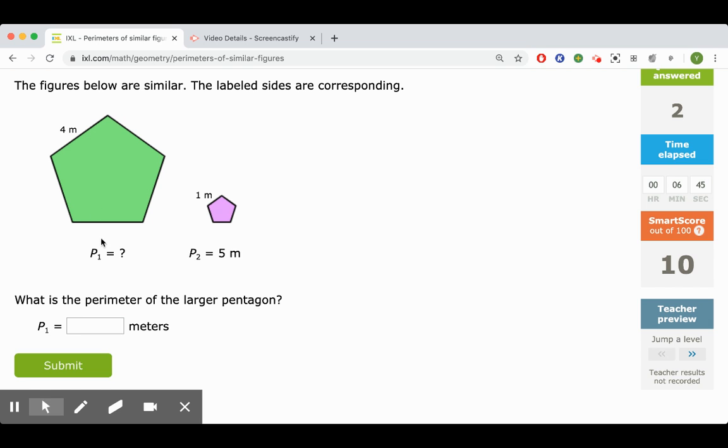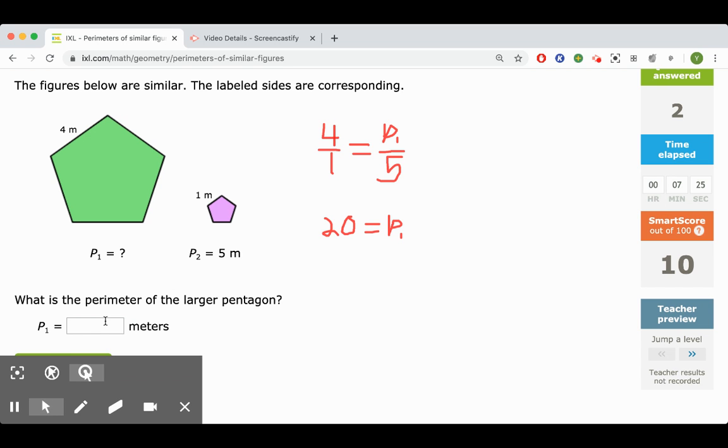So again, we make the proportion. We take the ratio of the sides, that's 4 over 1. And then you take the ratio of the perimeters. We don't know the larger one, it's P sub 1 over 5. Cross multiply. 4 times 5 is 20. 1 times P sub 1, well, anything times 1 is itself, so P sub 1. And our answer is 20 meters.